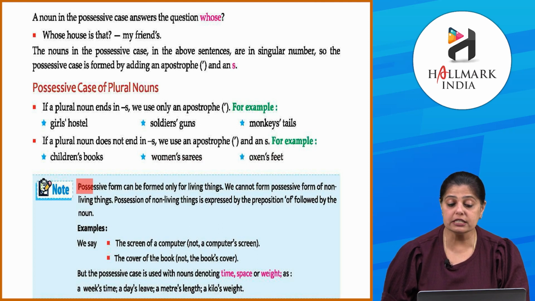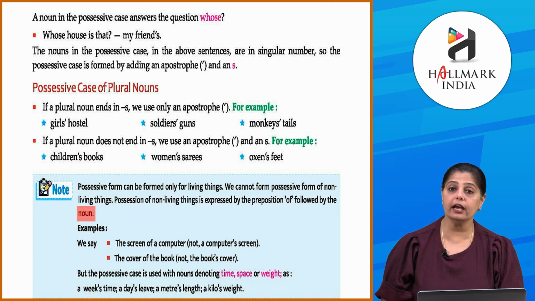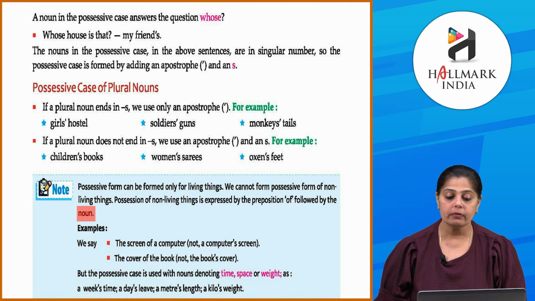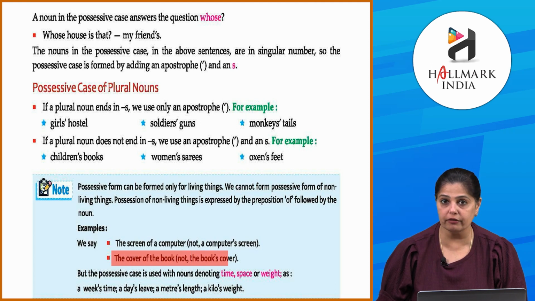Okay. Now, possessive form can be formed only for living things. We cannot form possessive form of non-living things. Possession of non-living things is expressed by the preposition of followed by the noun. Clear? So, लिविंग थिंग्स के लिए ही हम पोजेशन दिखा सकते हैं. It can only belong to living things. It cannot belong to a non-living thing. Okay, but what we can do is for non-living things we use the preposition of. So let's say for example, okay, we say the screen of a computer, not a computer's screen. Clear? The cover of the book, not the book's cover.